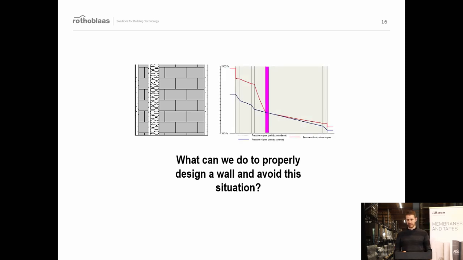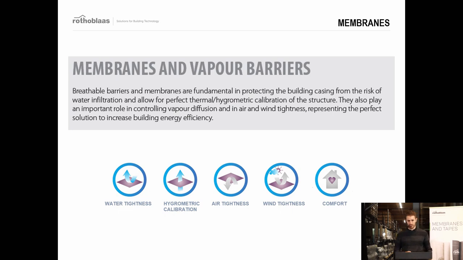But what do we do in the case that, for instance, we have a buildup like this one? When we study it and we see that there might be some interstitial condensation, we are going to use membranes, of course. All the membranes have water tightness. That's a common characteristic of all the membranes. Another characteristic that all the membranes have is wind tightness, so all of them can be used for wind tightness and air tightness as well. What changes is what we just explained.